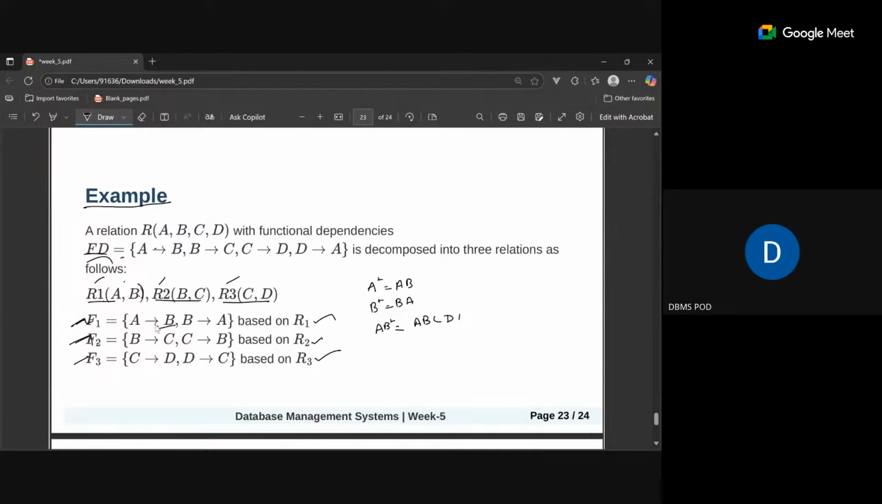So I'm taking this. Sir, how are you getting B determining A? It's okay. If you take a closure of B, B determines C here, right? And this C determines D, and this D determines C. So I can say B also determines C, right? Okay, sir. Similarly, you will get this and this also.